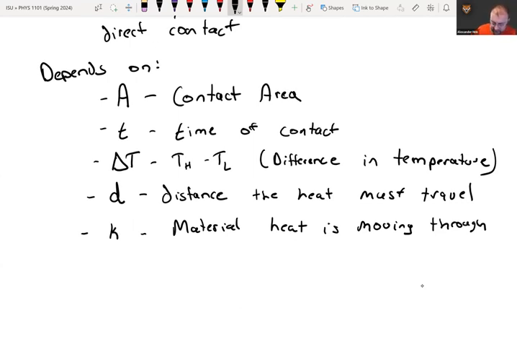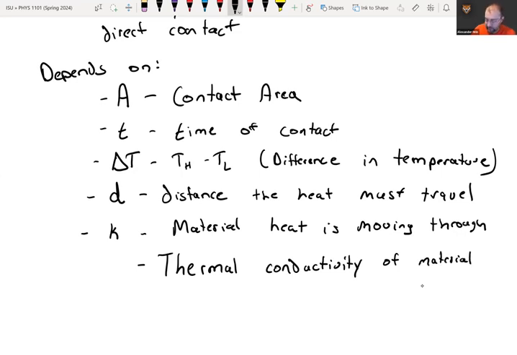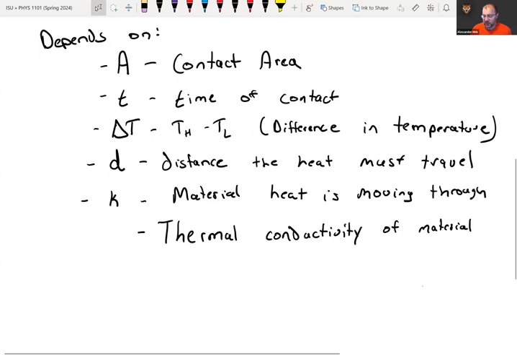It's another symbol that gets used a lot for a number of things, even in thermodynamics. And this is what we call the thermal conductivity of the material. It's a measure of how thermally conductive a material is, or how well it conducts heat. Okay, so thermal conductivity of material. Now, these are the five factors, but we still need a formula.